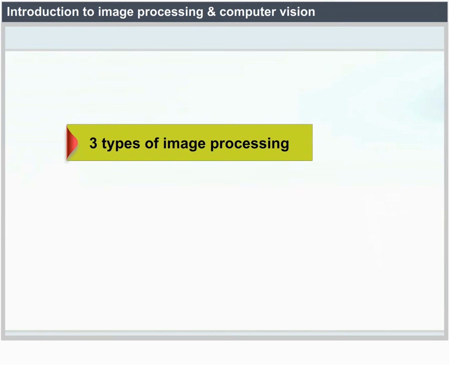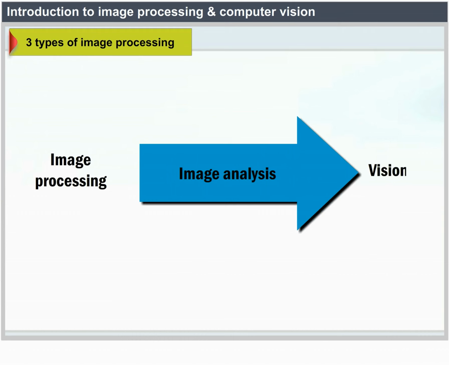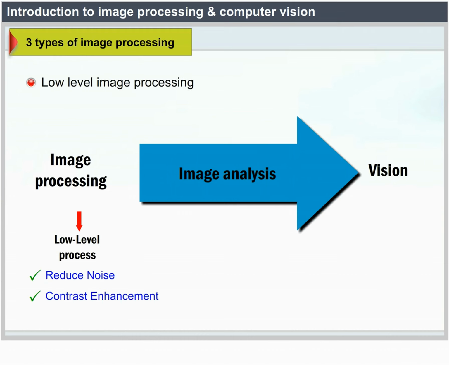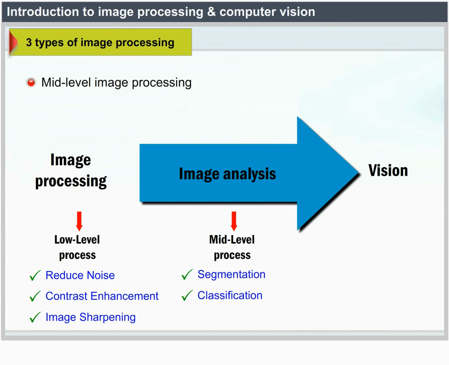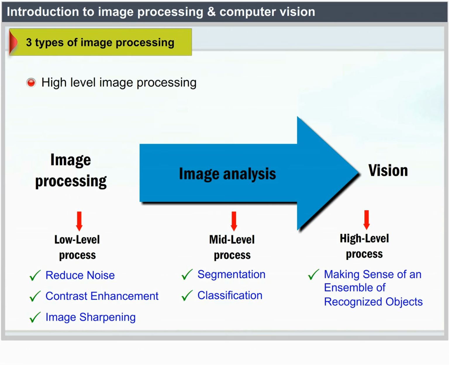Three types of image processing. Low-level image processing, mid-level image processing, high-level image processing. Please view the diagram.